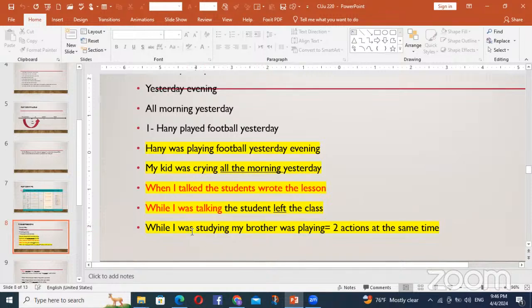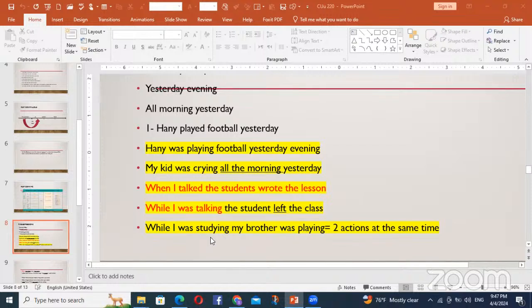But look at this one. "Was studying", this is a long action. And "was playing", this is another long action. But these two actions happened at the same time. And I connect them with the time word which is "while". It means that the two actions happened at the same time and they continue for the same period of time. Okay? The "was studying" takes, for example, 1 hour. So "was playing" takes 1 hour at the same moment.